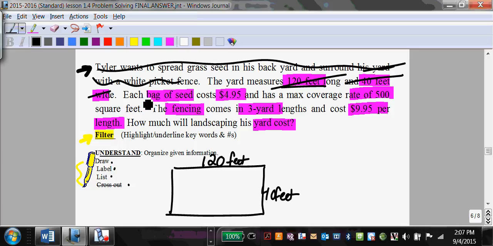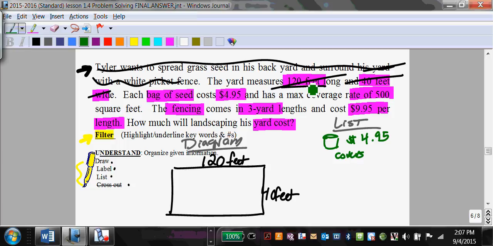Okay. Bag of grass seed. Does that go on my diagram or is that a list thing? Goes on my list. So I have a little bag of grass seed and it costs each one $4.95 and it covers how much? 500 square feet. Good. I like to bullet my list. Took care of that. Woohoo! That makes me feel good. I'm happy with that. Okay.